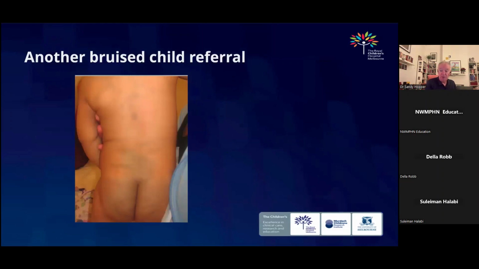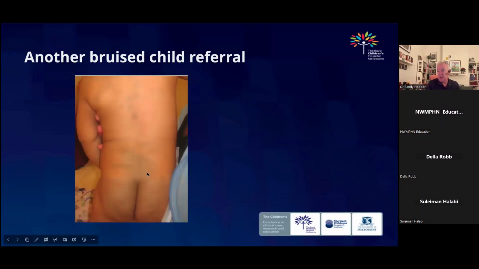This is a child referred to you by a maternal and child health nurse with bruising. Bruising FI, could this be a child at risk? What do we think? Story is a 3-week-old, born at term, hasn't seen the maternal and child health nurse before, second child. And we're getting, most people calling it Mongolian birthmark, Mongolian blue spot, a few people talking about bruising, and really that's the crux of this.